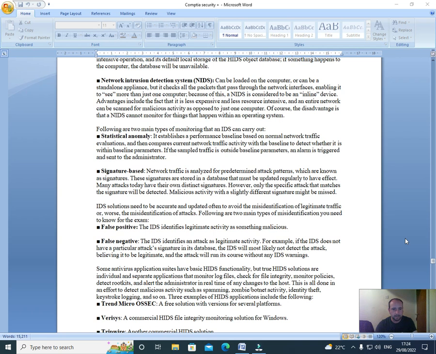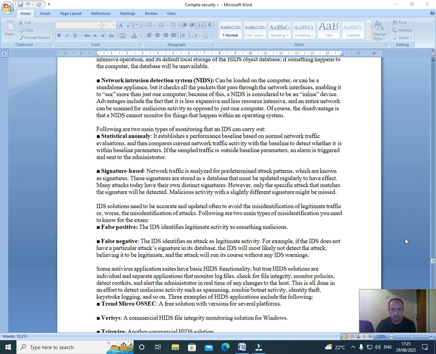Signature based. Network traffic is analyzed for predetermined network patterns, which are known as signatures. These signatures are stored in a database that must be updated regularly to have an effect. Many attacks today have their own distinct signatures. However, only the specific attack that matches the signature will be detected. Malicious activity with a slightly different signature might be missed.